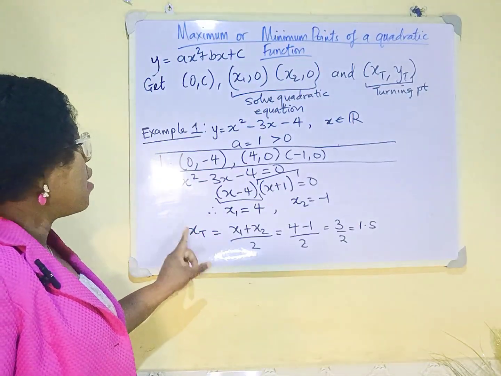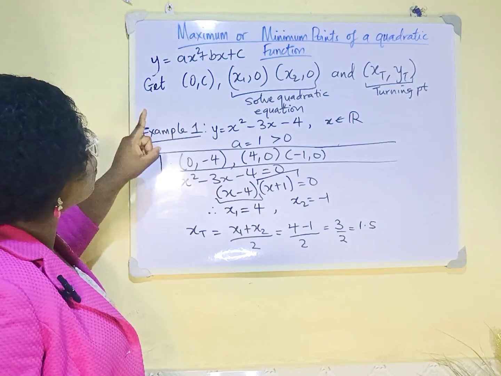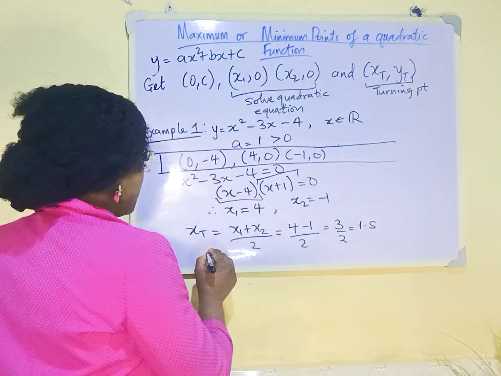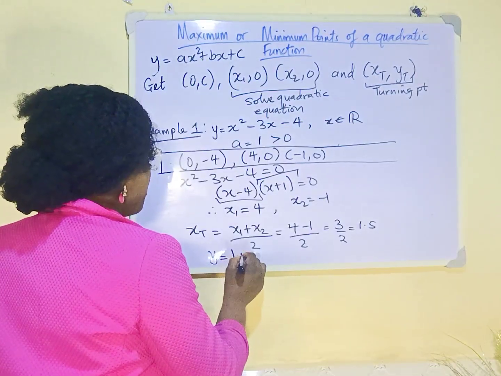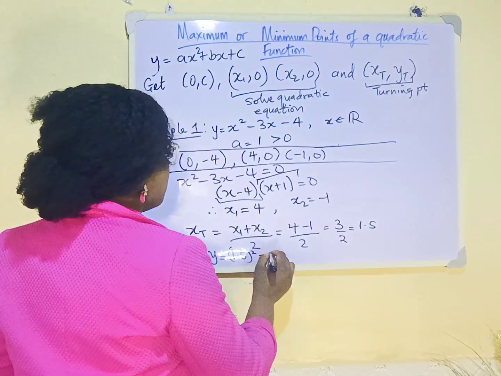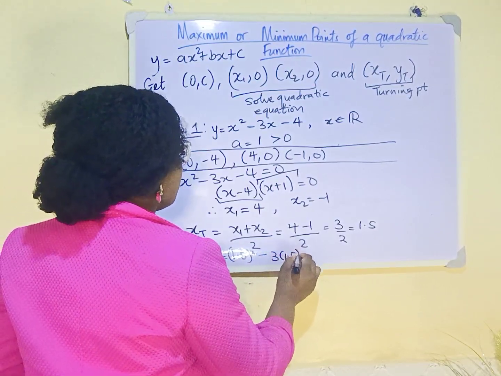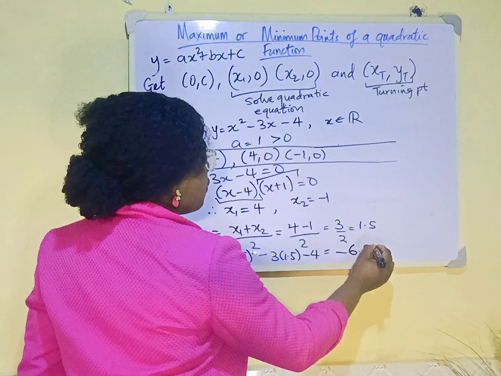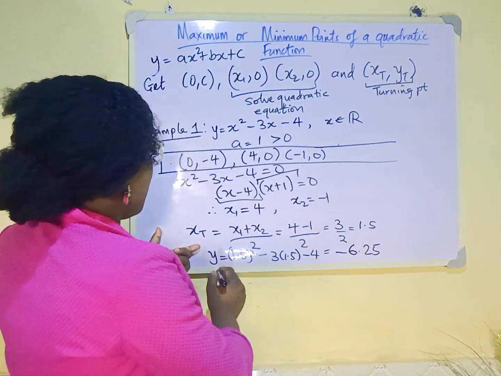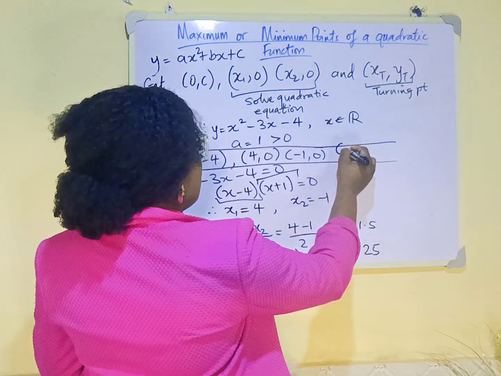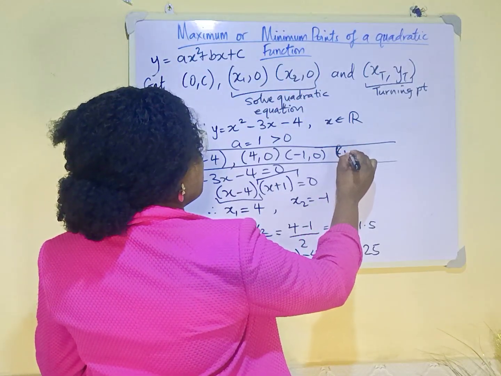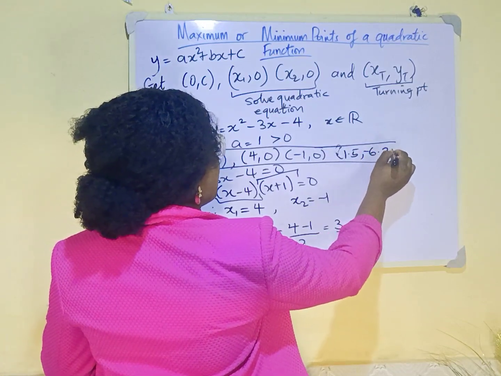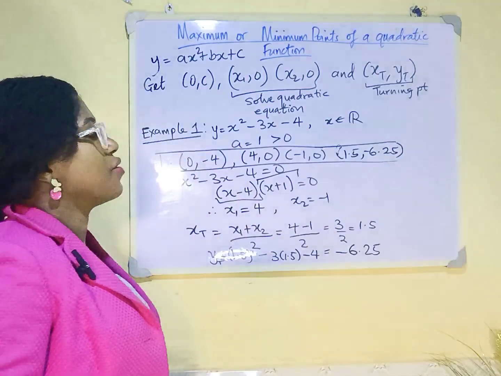So I have my xt. All I need to do to get my yt is to substitute x equal to 1.5 here, and I'm done. If you do that, you have that y is equal to 1.5 squared minus 3 times 1.5 minus 4, and this will give you minus 6.25. So my xt and my yt give me 1.5, minus 6.25. I'm going to clean this and then we sketch the curve.